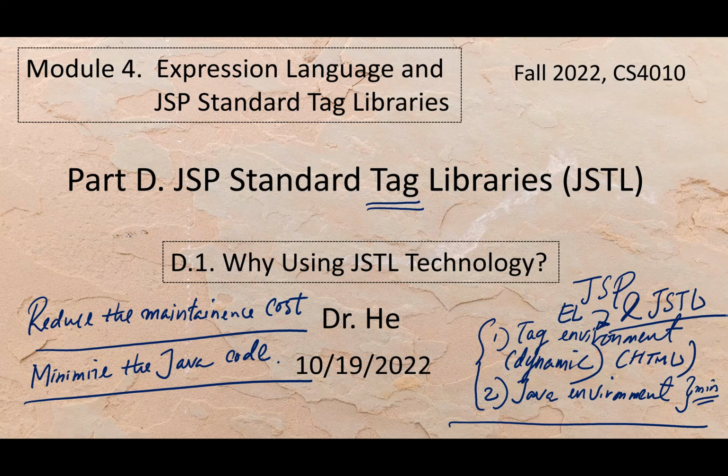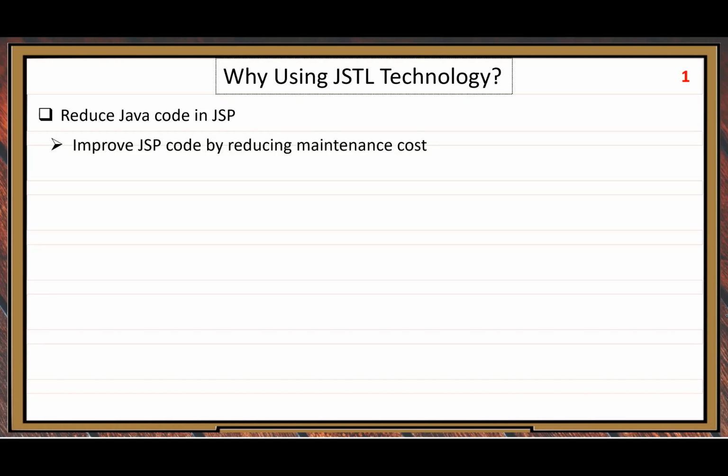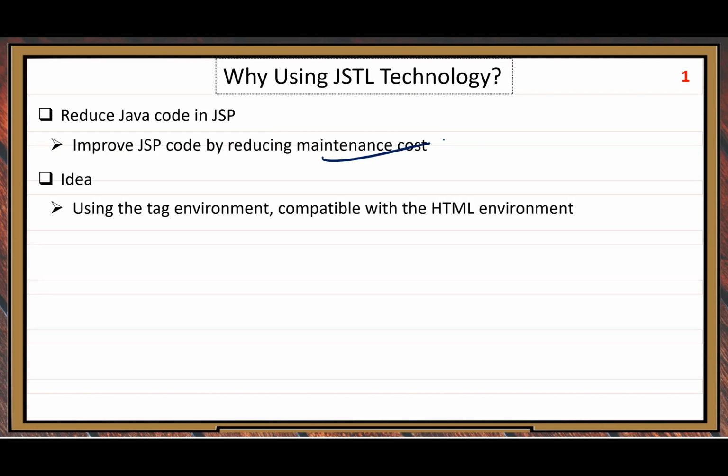So let me give you the main ideas, main features for this technology, JSTL. Why use JSTL technology? Reduce Java code in JSP. Improve JSP code by reducing maintenance cost. The idea is using the tag environment, compatible with the HTML environment.